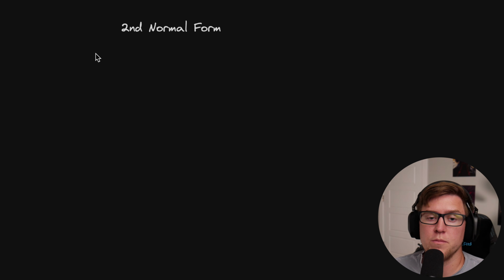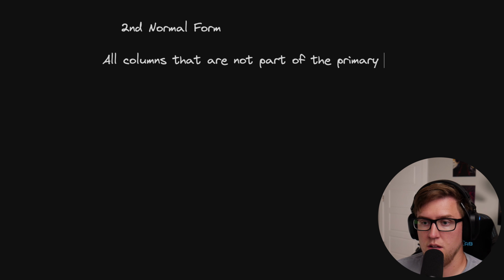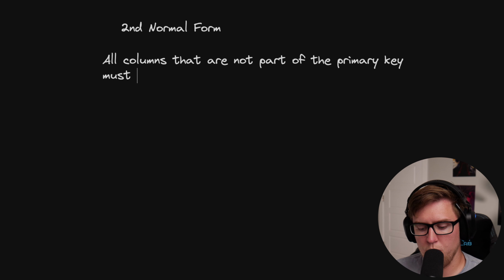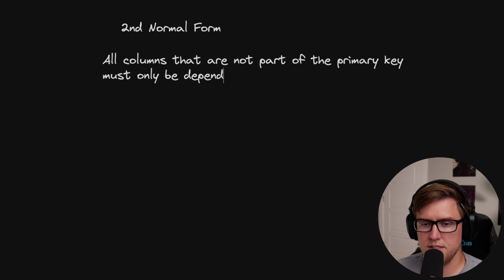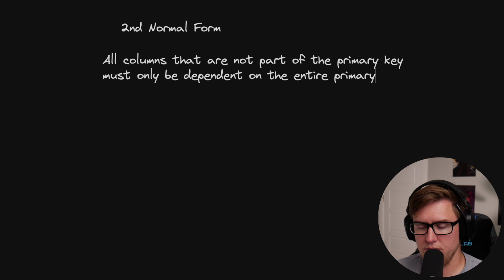Moving on to second normal form. Second normal form actually just has one additional rule. So to be in second normal form, your database must adhere to first normal form. And that additional rule is that all columns that are not part of the primary key must only be dependent on the entire primary key, not just a part of the primary key.